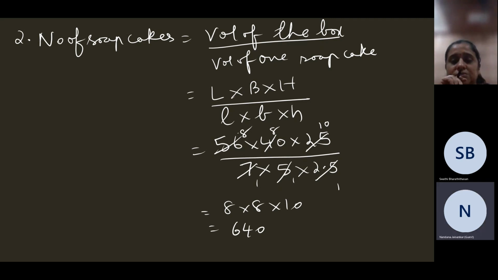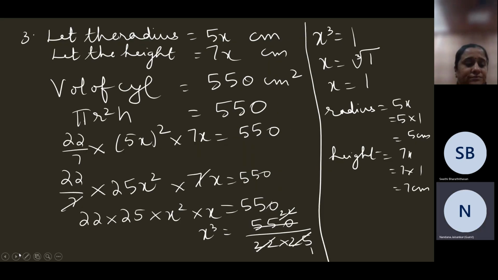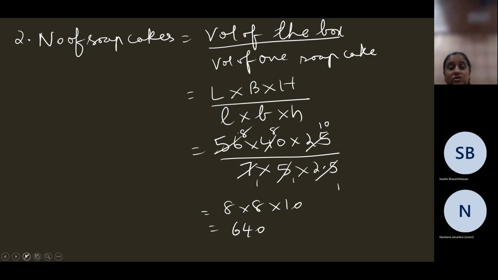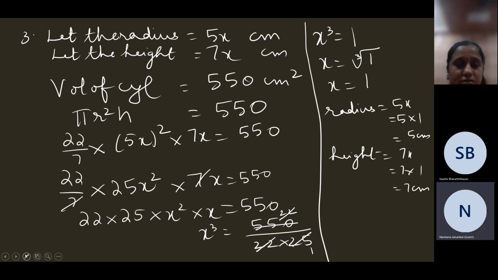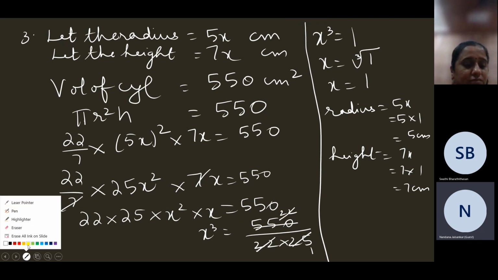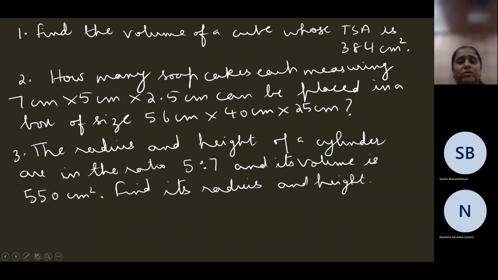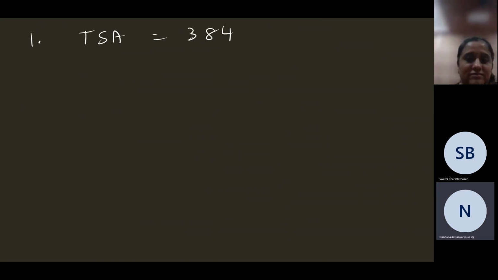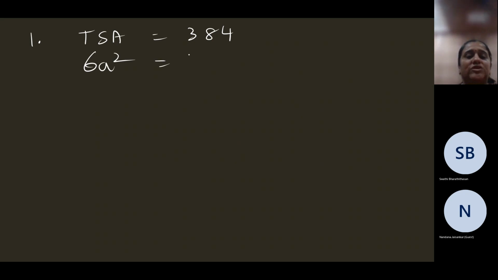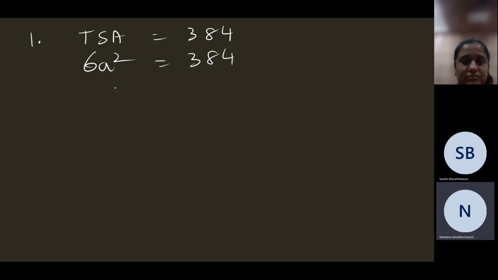Got it? Yes. Ma'am, can I do the first one? Yes, sure, Nandana. Ma'am, for the first one, we should find the surface area of the cube. It is 6a square. TSA is equal to 384. What is the TSA of a cube? 6a square. So 6a square is equal to 384. Next, a square is equal to 384 by 6.